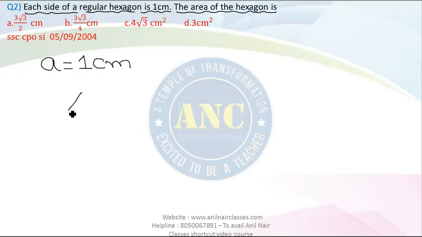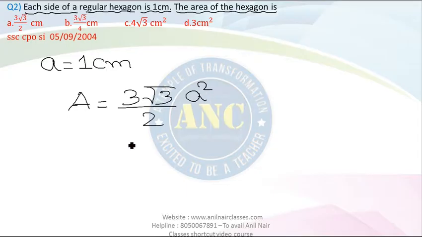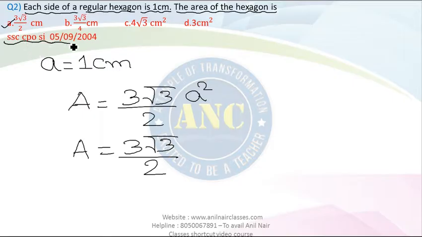regular hexagon. Area of the regular hexagon is given by 3 root 3 by 2 into a square, where a value is 1. So 3 root 3 by 2 into 1 square. So answer is 3 root 3 by 2 centimeter squared. Option A. Very easy questions, but remember, these are all your examination questions itself.